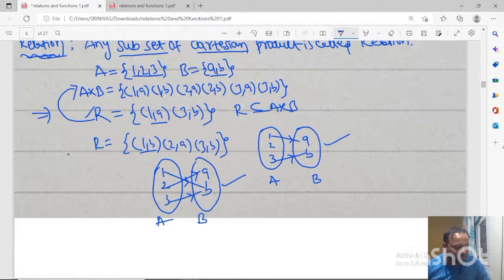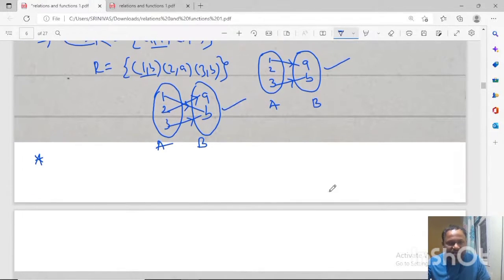So like this, how many relations can we define? Can you guess, anybody, how many relations we can define? Simple, the number of relations, it is most important. I am going to write the number of relations.